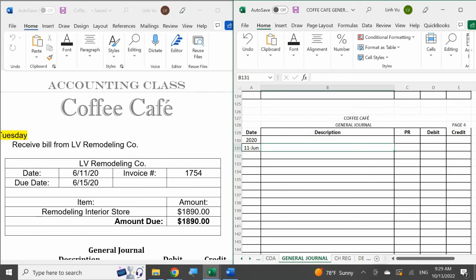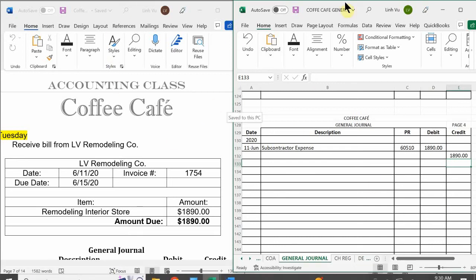Because it's a subcontractor expense, how do we increase our expenses? You debit them? We debit them, right? Subcontractor expense, 6510 for how much? 1890. And we said we're not going to pay them now because right now we only have $5,000 in our bank. We're going to take advantage of the time that they allow us to owe them for, right? So we're going to not pay them now. We're going to pay them later.